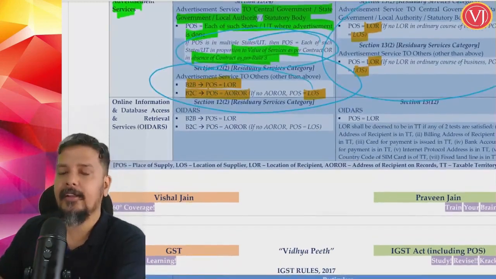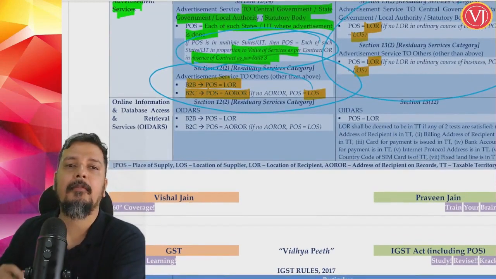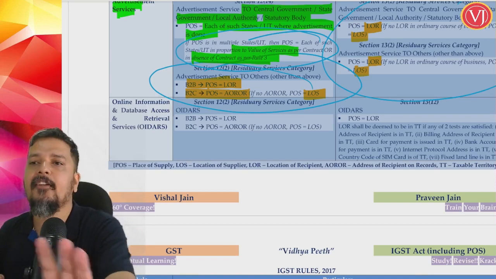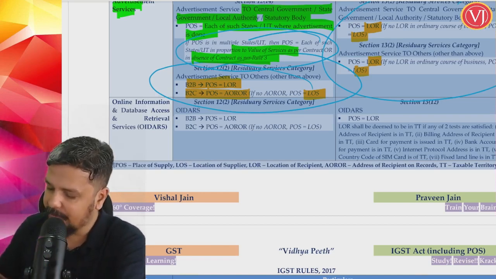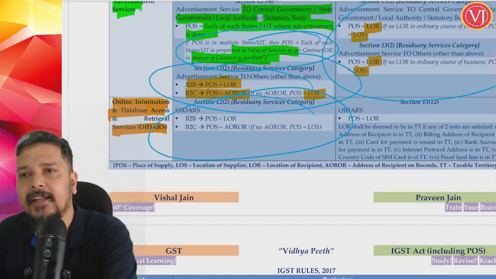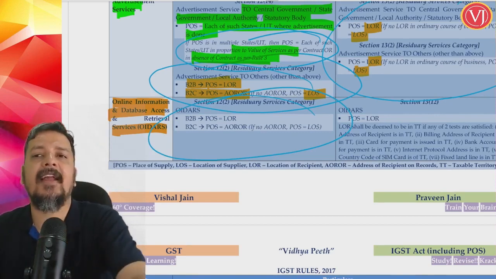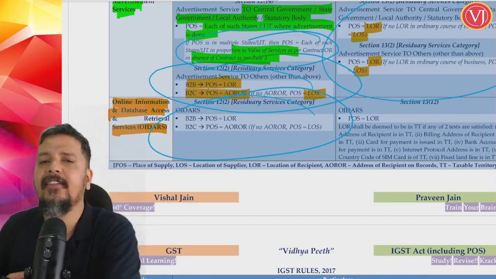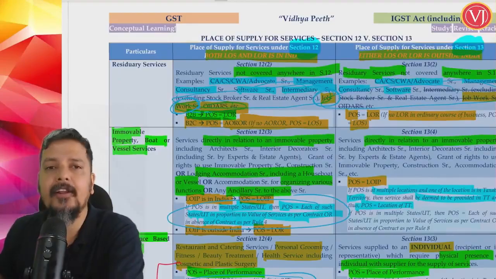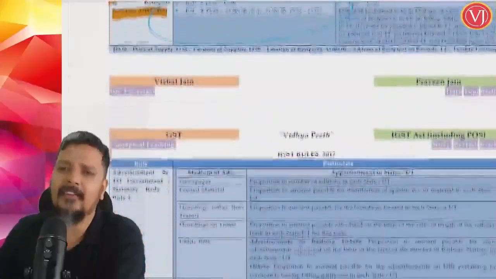Now here we are going to go with multiple states, and how to bifurcate in multiple states will be discussed in rule 3. By default, they understand it will be multiple states and that bifurcation will be there in rule 3. And the last category is OIDARS category. In OIDARS category, they don't talk anything about anything in section 12. If at all you are a supplier of OIDARS in India and recipient is also of India, it will go in residuary category. It will go and sit in your residuary category. If you see initially, OIDARS was covered in your residuary category. What will be the answer? Residuary category, what is the answer in section 12?